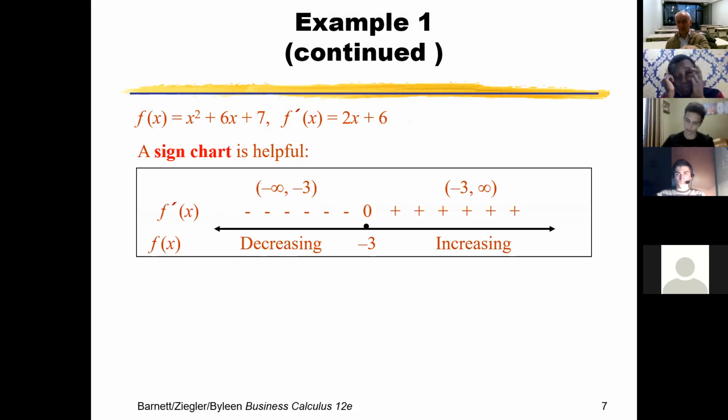Now, we can decide that f(-3) is local minimum because from the left side, graph is decreasing, graph is falling, and from the right side of minus 3, graph is increasing.